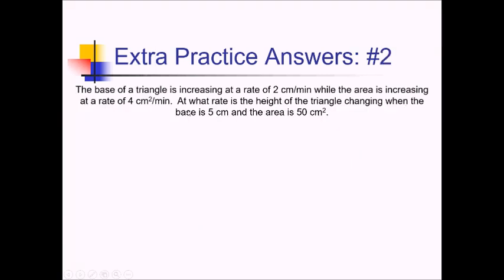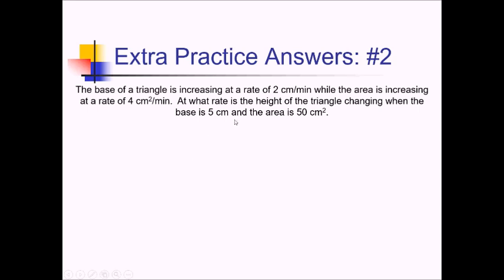On this one, the base of a triangle is increasing at a certain rate, and the area's got another rate of increase. We want to know the rate at which the height of this triangle is changing when the base is 5 and the area is 50. So we've got multiple rates of change going on. This is going to be one of those related rates problems. We're going to have to find an equation that ties everything together and differentiate with respect to time to get at these rates of change.